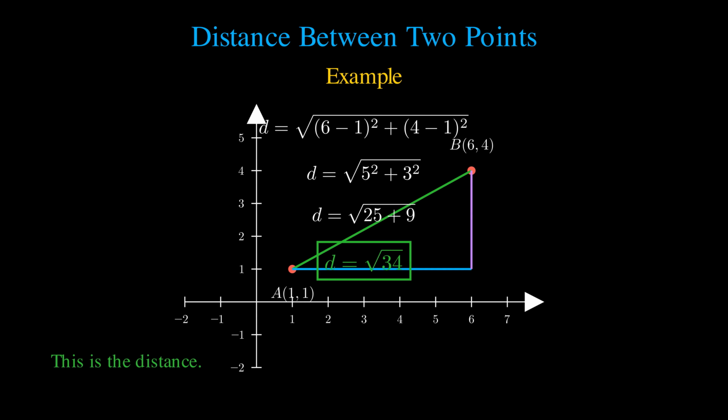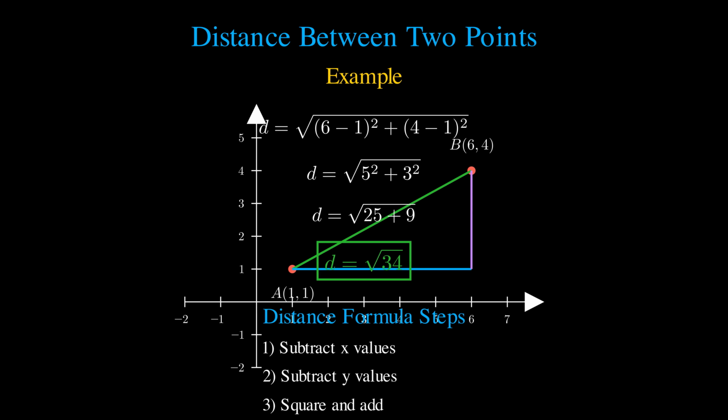And finally, we take the square root. So the distance between the 2 points is the square root of 34. And that is the exact distance between points A and B. Let's summarize the steps. First, subtract the x values. Second, subtract the y values. Third, square both results and add them. And fourth, take the square root. This formula works every time you need the distance between 2 points.